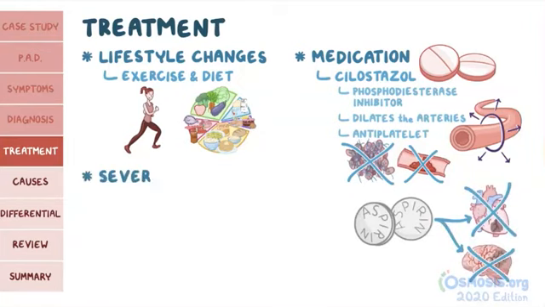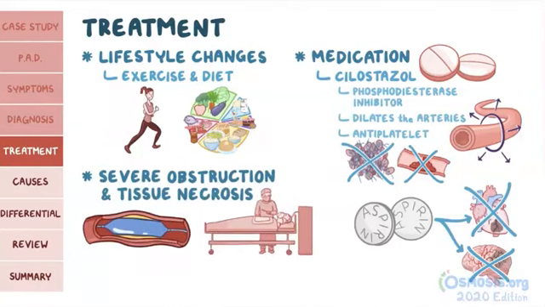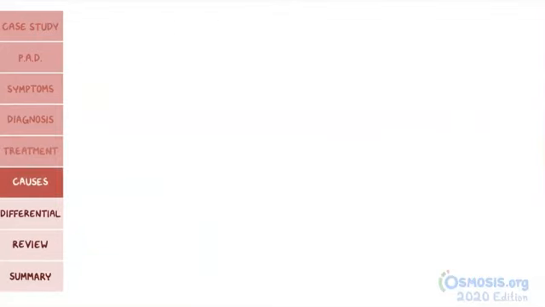Now, when there's severe obstruction and tissue necrosis, endovascular or surgical procedures are done to preserve the affected limb. Now, let's take a look at some of the other less common causes of peripheral artery disease other than atherosclerosis. Although they're less common, they make for good exam questions. Think of these when the case is of someone with no atherosclerotic risk factors.